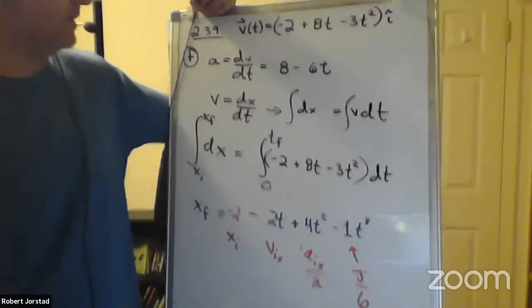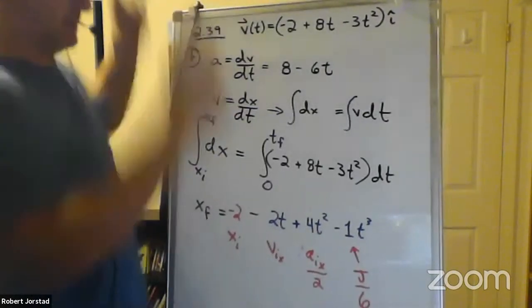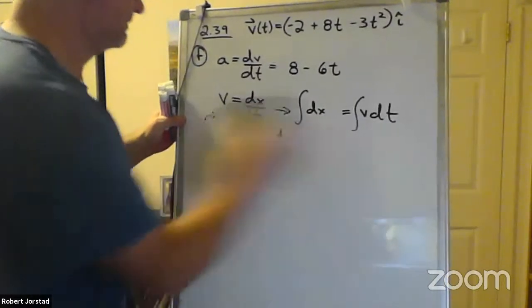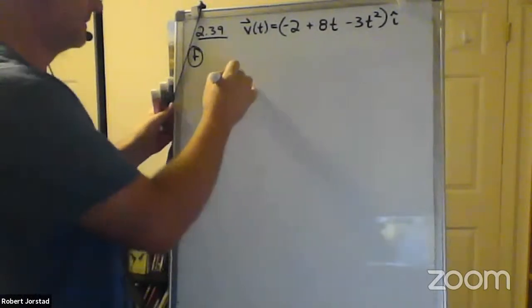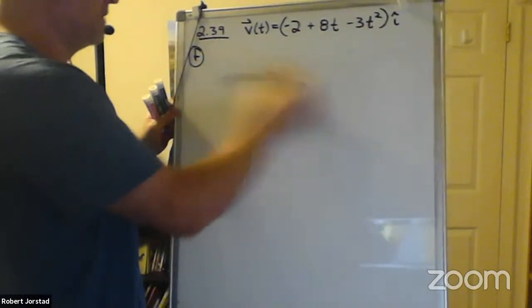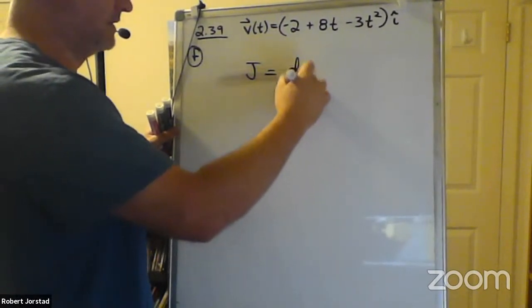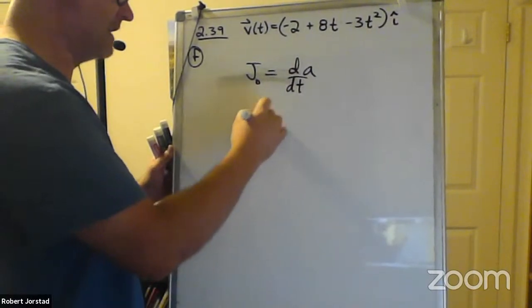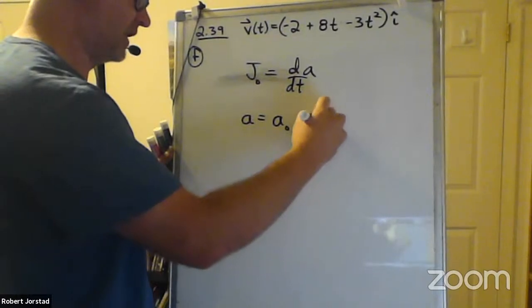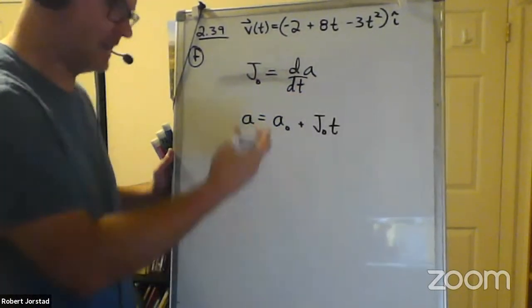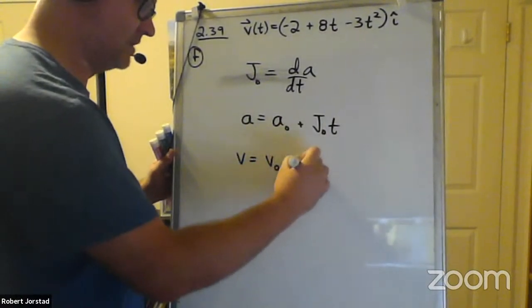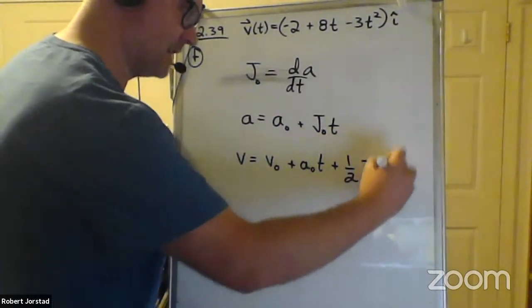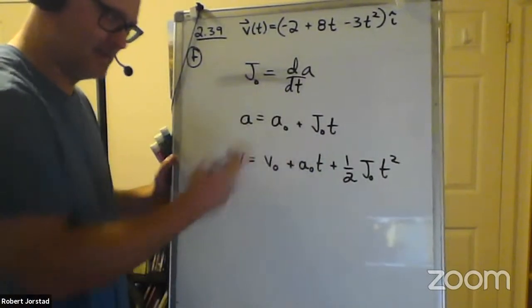Why is acceleration over 2 and jerk over 6? Well, take a look. If you did this, come back to here and do this. So let's say jerk is a constant, J naught. We know that jerk is equal to the time derivative of acceleration. Well, when you integrate this, you're going to get A is equal to A initial plus jerk times time, right? Integrate it to get velocity. You'll get V naught plus A naught t plus 1/2 jerk times t squared, right? When you integrate that, do you see where I'm going?